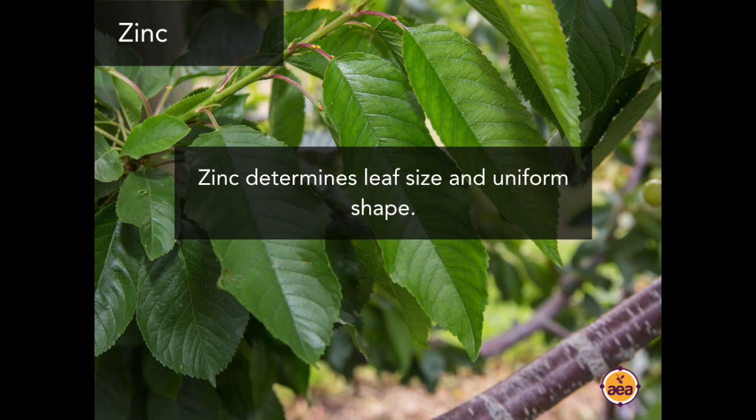If those are offset, if one side of the leaf attaches to the petiole separated from the other side of the leaf by a quarter of an inch or a half an inch, that dissimilarity is a reflection of low zinc levels and the plant not having adequate zinc.